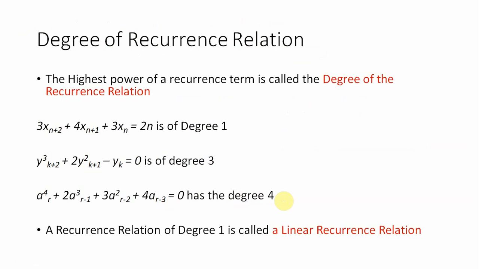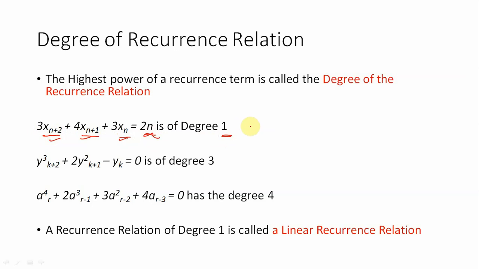Next, let's talk about the degree of recurrence relations. The degree of the recurrence relation is simply the highest power of the recurrence term. If you see this example, here 3x(n+2), 4x(n+1) and 3xn are the recurrence terms. x(n+2), 4x(n+1), 3xn is equal to 2n. Sorry, 2n is not the recurrence term. These are the recurrence terms. And what is the highest power of these recurrence terms? 1. So this is of degree 1.